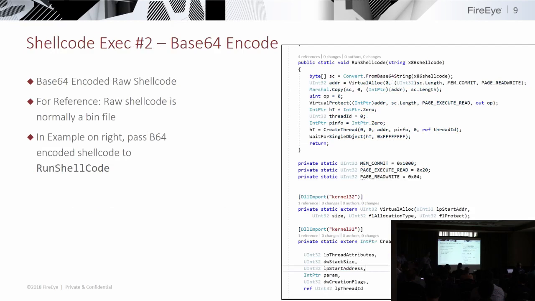Next slide, please. Here's another example of the exact same thing, but instead of using straight hex, we're base64 encoding the hex, calling another function to decode the hex, and then executing it the exact same way. We use those same calls that I mentioned before: Marshal.Copy, VirtualAlloc, CreateRemoteThread, WaitForSingleObject, or CreateThread in this case. And so you can do different things.